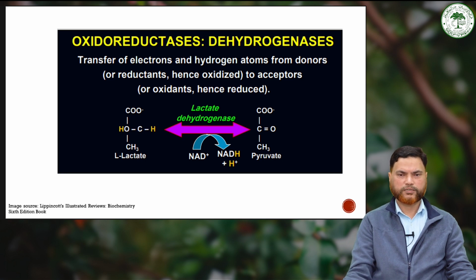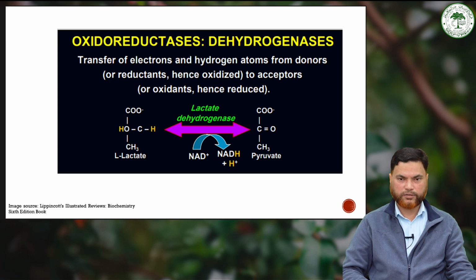So oxidoreductases play a very crucial role in both aerobic and anaerobic metabolism, and they catalyze reactions in glycolysis, the TCA cycle, oxidative phosphorylation, and in the metabolism of amino acids.